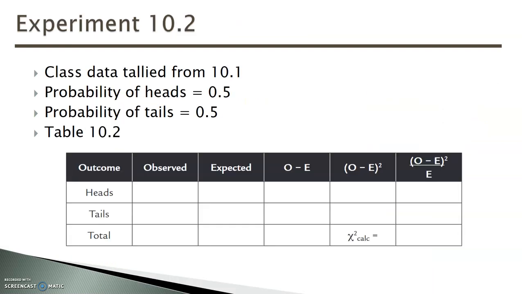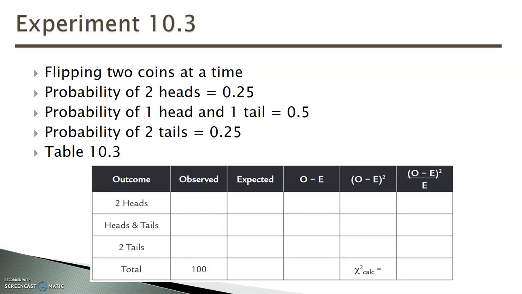Then you are going to move into experiment 10.2, where you're going to take the class data from those coin flips and add everyone's together. So again, remember your probability for heads is 50%, tails is also 50%. You're going to take the observed value from your class and calculate the expected based upon your total. Remember, your expected is based upon the total at 50%.